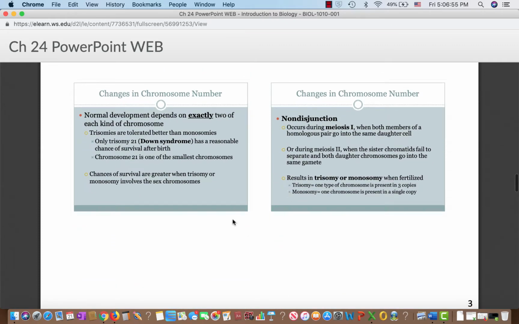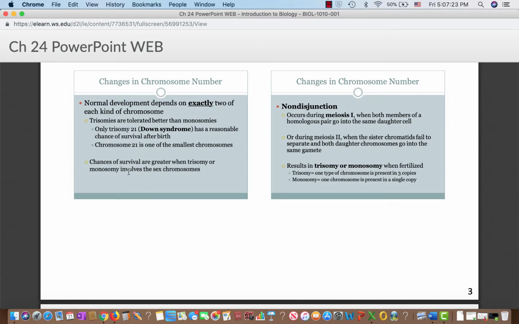So changes in chromosome number. Normal development depends on exactly 2 of each chromosome. If you have a trisomy, which tends to be better tolerated than a monosomy, you can survive with some of them. Down syndrome is trisomy 21. Reasonable chance of survival, and the reason that tends to be better tolerated among the trisomies is because the 21st chromosome is pretty small.